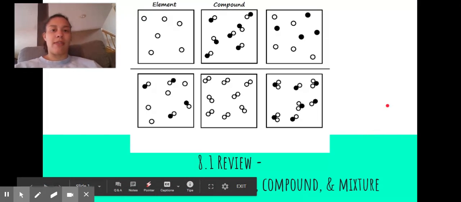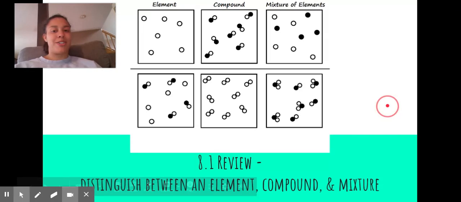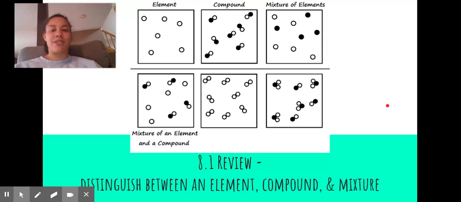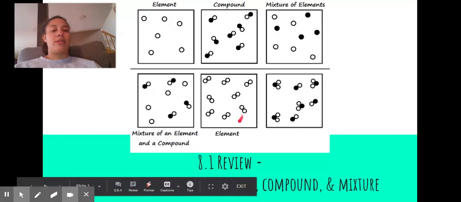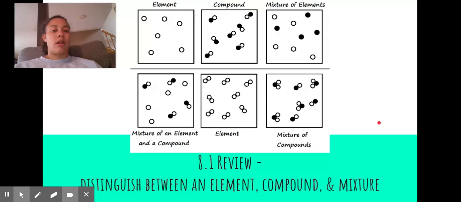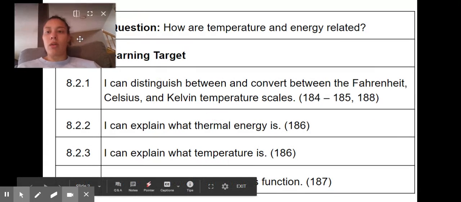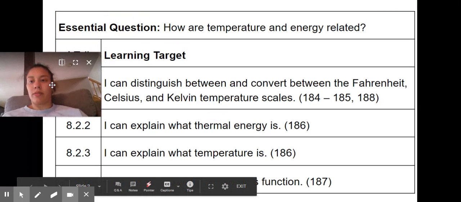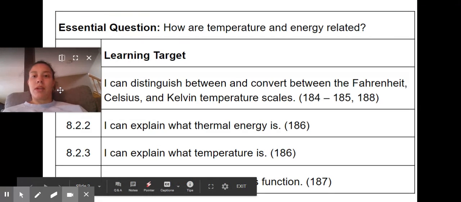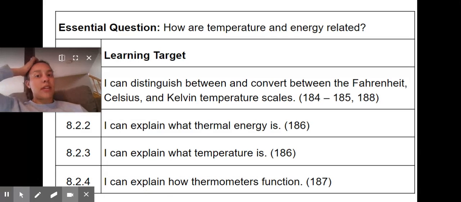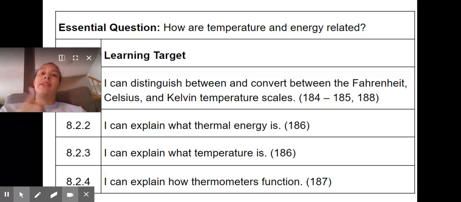Oops, I forgot that I even labeled these for you. Mixture of elements, mixture of an element and a compound, element, or compound, mixture of compounds. Okay, so if I get myself out of here for a moment, these are our different learning targets for section 8.2. We're going to be looking at temperature scales and energy and how they are all related.